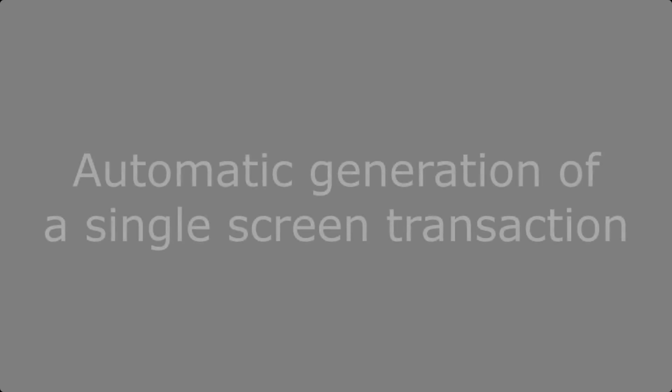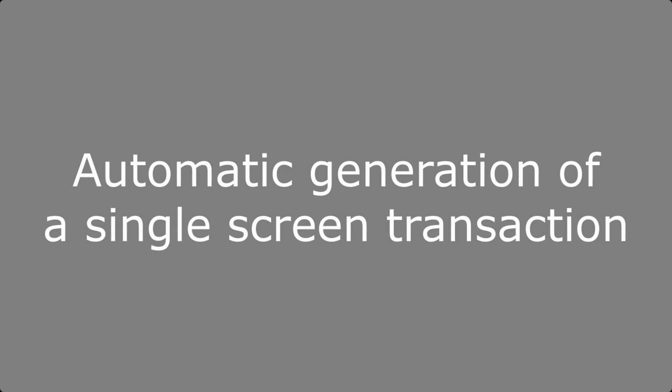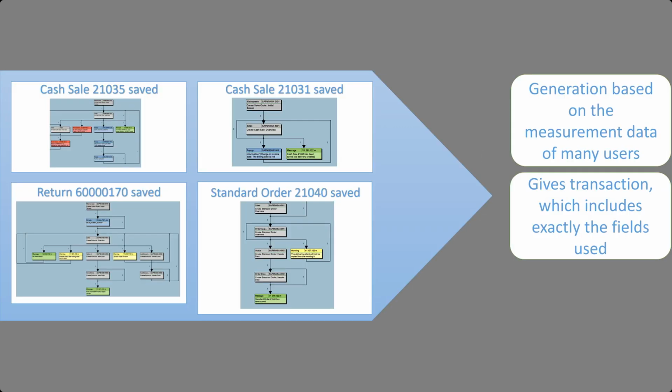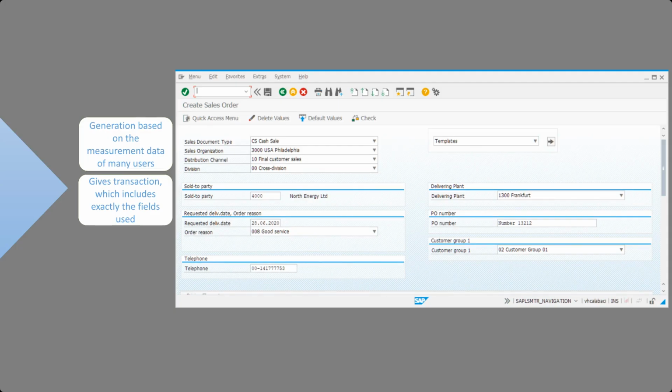Another feature of the UI log tool is the automatic generation of single-screen transactions. Based on a large number of recorded transaction histories, the tool generates a single-screen transaction using only variable fields. This means that fields that are never used are initially not included and, in many cases, are not relevant for the user.